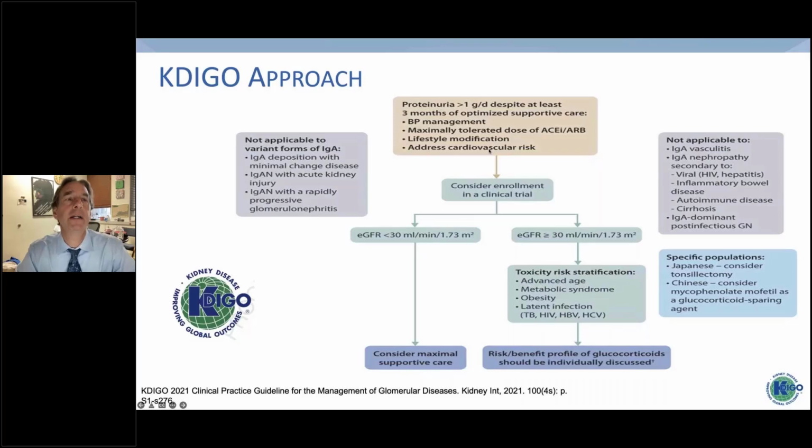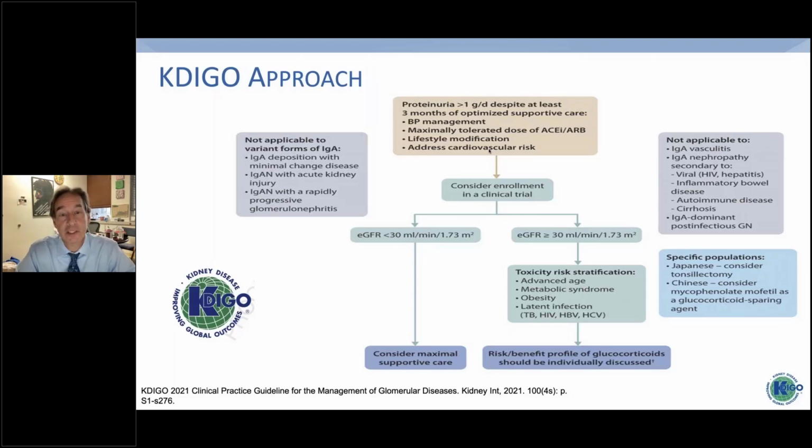And this is simplified somewhat in the KDIGO approach to the treatment of IgA nephropathy. Again, they start out by removing certain patients from consideration, those, as we mentioned, with rapidly progressive glomerulonephritis, those who have more of a minimal change presentation, and those patients with secondary IgA nephropathy associated with cirrhosis or other systemic inflammatory diseases. And then they really look at risk mainly as those patients who have persistent proteinuria of more than 1 gram per day, despite at least 3 months of optimized supportive care with maximally tolerated doses of ACE inhibitors or angiotensin II receptor blockers, with the best blood pressure management, and undergoing lifestyle modification and reduction of cardiovascular risk.